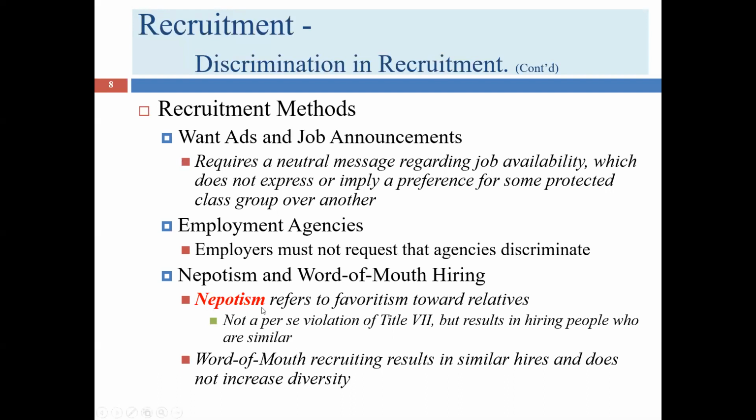But as the business grows and you've become a more robust business, obviously hiring relatives isn't going to help your diversity because that relative is going to most likely be of the same background that you have.